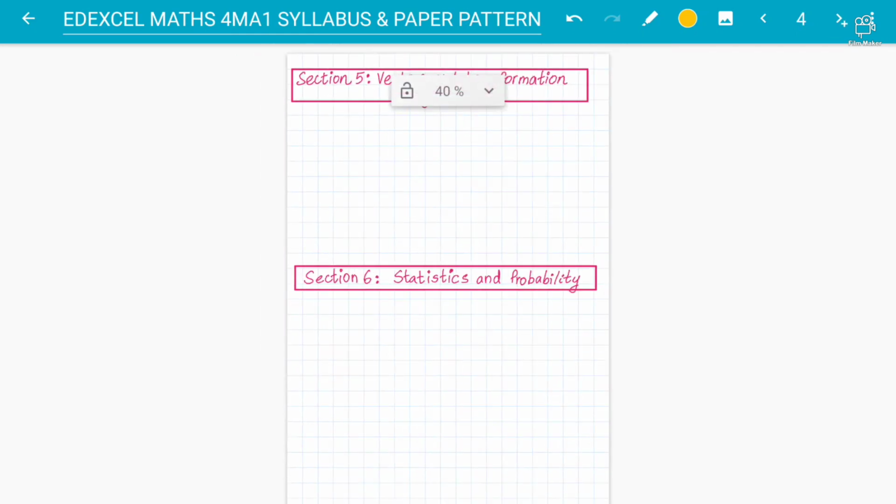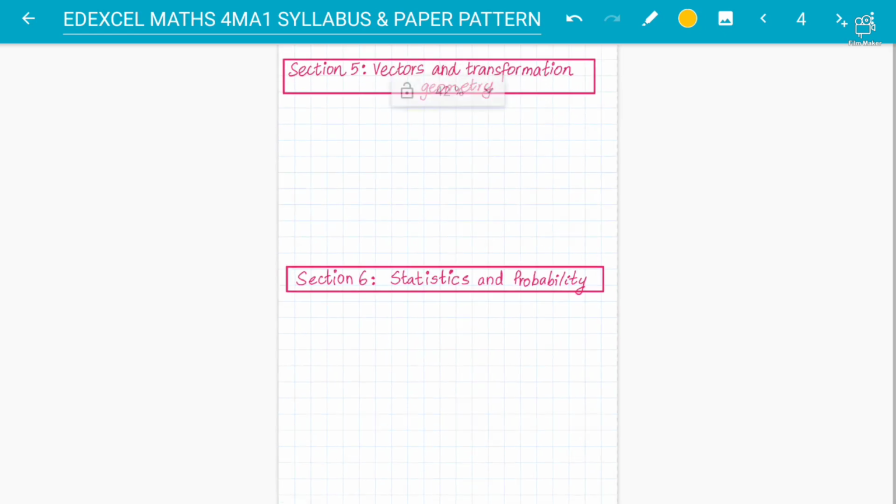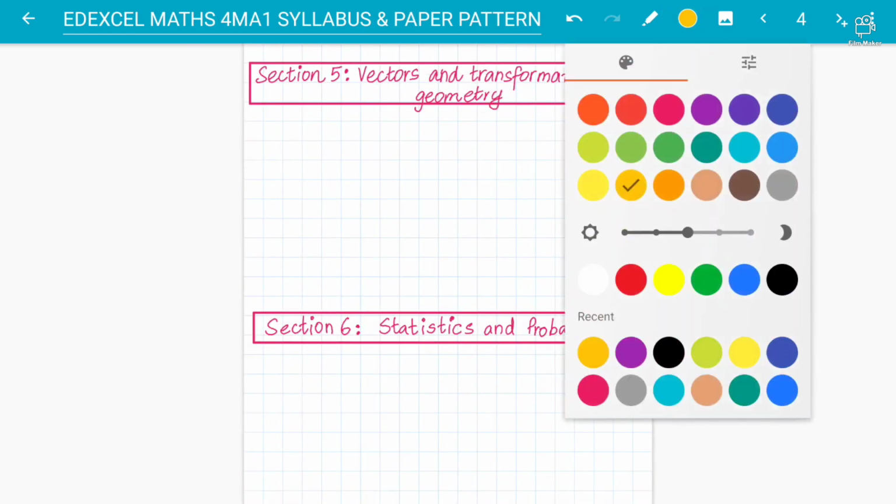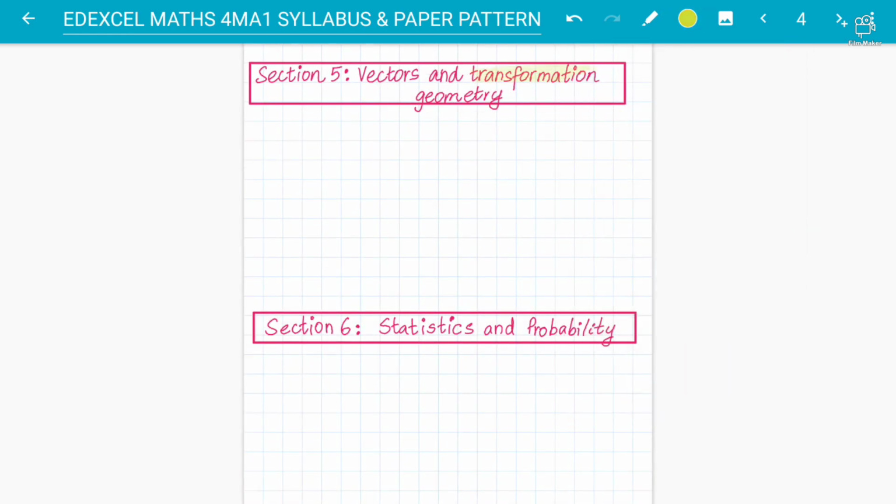Next, we come to section number 5, students. Section number 5 is about a new topic, and a lot of students struggle with that as well. Vectors is a highly important topic; they will talk about lambda and mu. You must know about scalar vectors and different types of vectors.